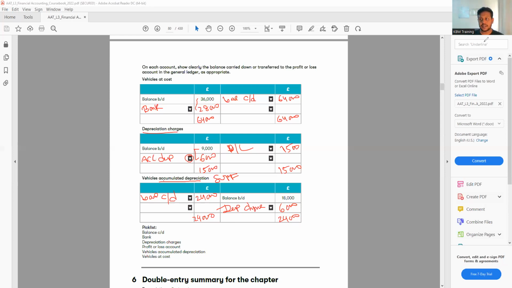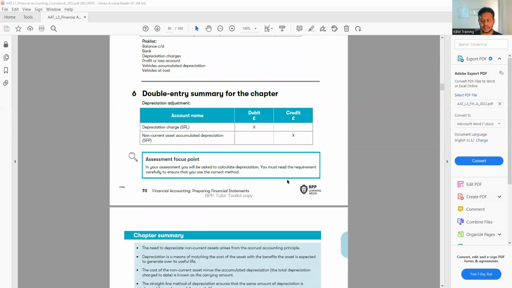All right, so I think that's it. Our discussion. Then there is some double entry that we have to remember. That is our depreciation charge debit and accumulated depreciation charge credit. We have some assessment focus point. They said in your assessment, you will be asked to calculate depreciation. You must read the requirement carefully to ensure that you use the correct method. It's very important to understand that.